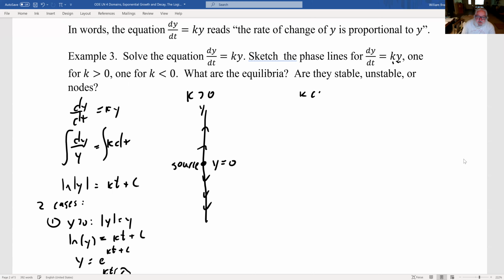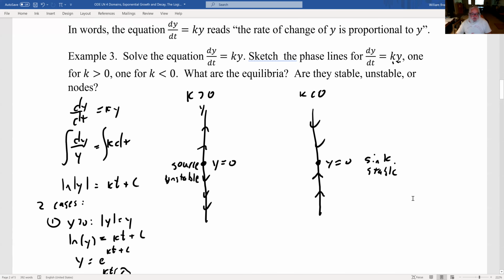k is less than 0. That switches all the signs. y equals 0. Now we have decreasing and increasing, and this is a sink. Right? And sources are unstable. Stuff runs away from it. Sinks are stable. Stuff runs into it. So there's a solution for these sorts of things.